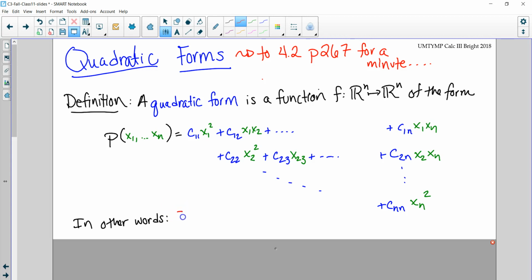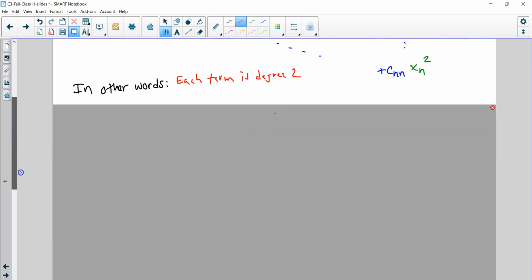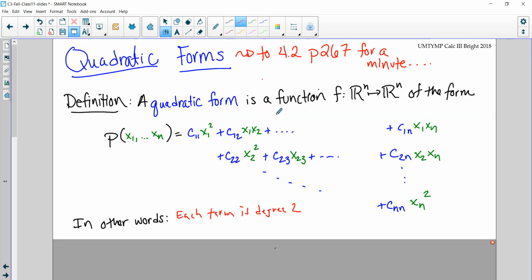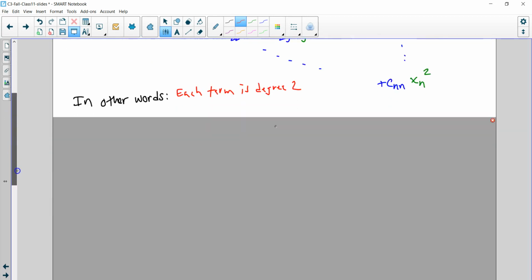So I'm just going to say this is where each term is degree 2. It has to be degree 2. If there's a term that's degree 1, then we would say it's not a quadratic form. Okay, so just some examples here.